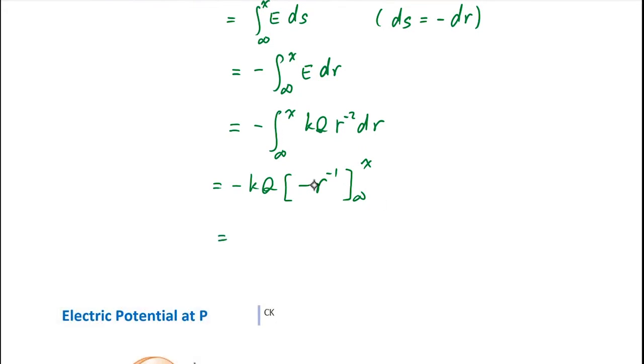So we use plugging in, professor. So we have negative kQ. And then this, which one do you want me to write first, x or infinity? Infinity, okay, so negative 1 over infinity plus now 1 over x. No, infinity, positive, and minus, using plugging in, professor. Good. And then this is 0, so we have kQ over x, which is the answer we want. Yes?